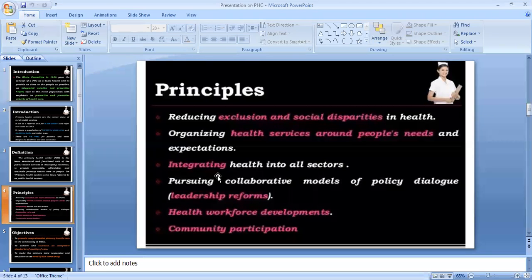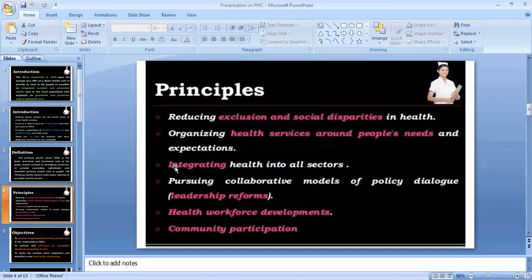The next is integrating health into all sectors. All sectors here means any kind of case, maybe a pregnant case, maybe injury cases, maybe any kind of non-communicable disease like diabetes and hypertension. All kinds of diseases can be integrated everywhere. It does not matter what the specific case is, all types of cases can go for getting primary care.